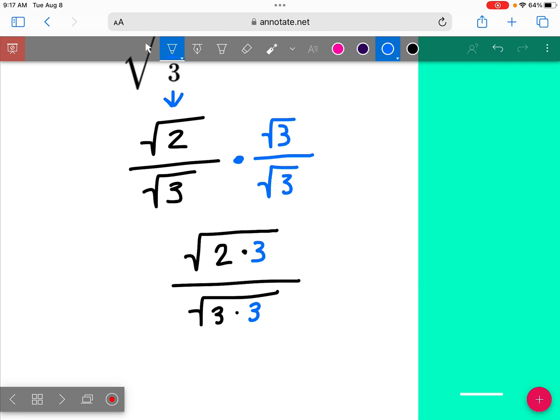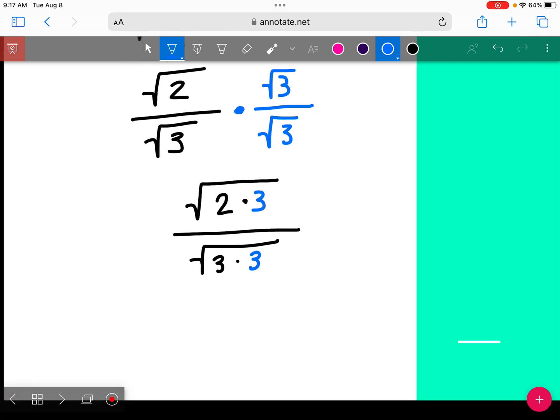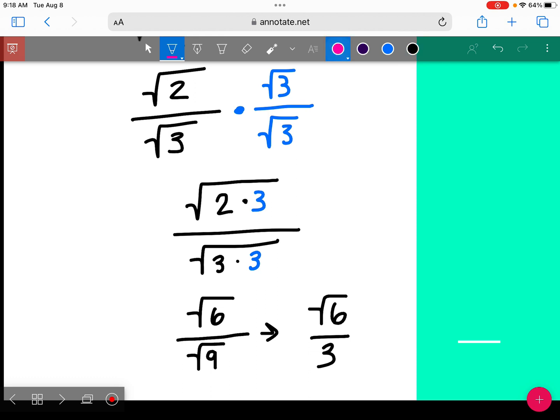This is doing the multiplication. It's going to give us the square root of 6 over the square root of 9, which is 3. So we have the square root of 6 over 3. And I'm getting out of the way. And that, what is that? That is our answer.